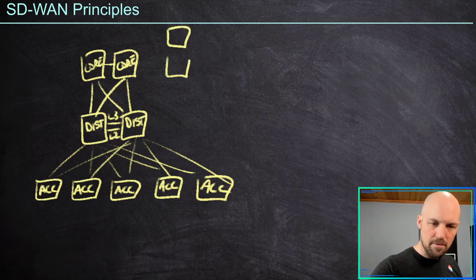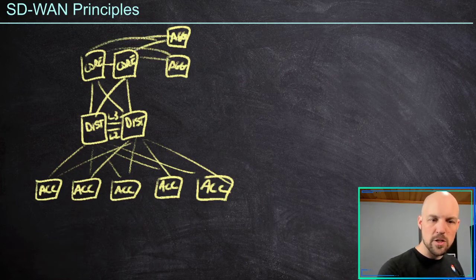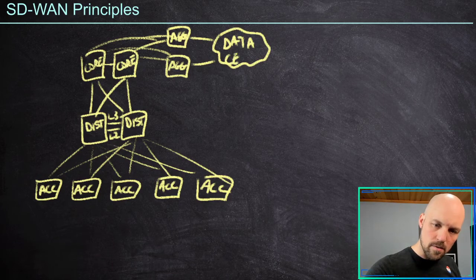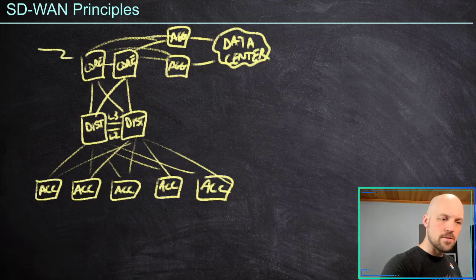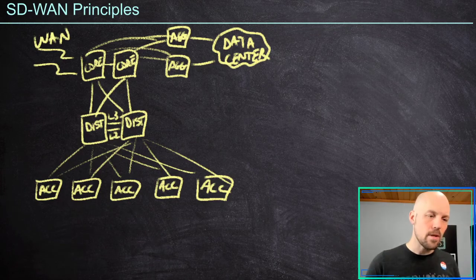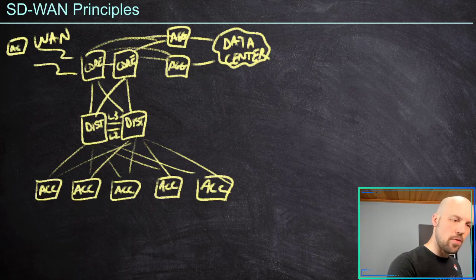I robbed myself of room here. So we've got aggregation switches. Those would belong to the data center. And so we've got like a full mesh connection to the data center. So this would be the data center. And then maybe we've got WAN circuits out to different remote sites this way. And so we've got access switches out there.